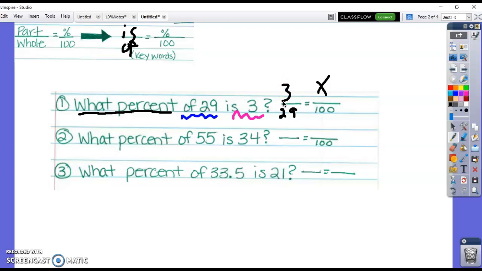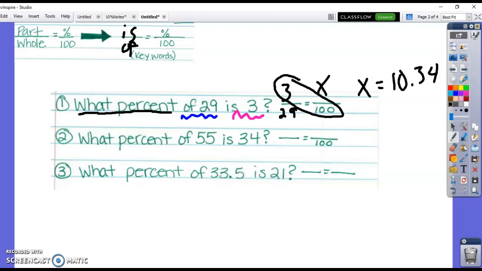So now what we do is we're just going to cross multiply and divide. I'm going to grab my calculator here. So I'm going to cross multiply 3 times 100, and I get 300, right? And then I'm going to divide by 29. So 300 divided by 29 gives me a really long number. It's like 10.3448275862. So if we get answers like that, we're going to round to the nearest hundredth. So it would be 10.34. So we're just going to round 2 places past the decimal point.